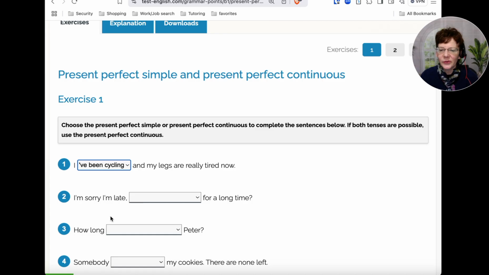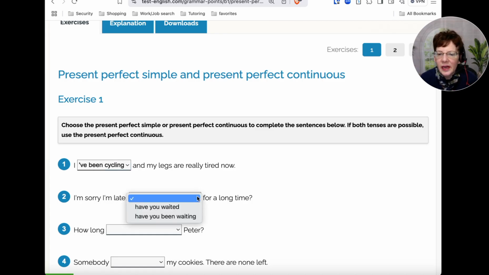Okay, number two: I'm sorry I'm late. Have you waited or have you been waiting for a long time? So if we're talking about a duration here, we use the continuous. So if you chose the second one, have you been waiting, because we're still asking for how long, that is correct.